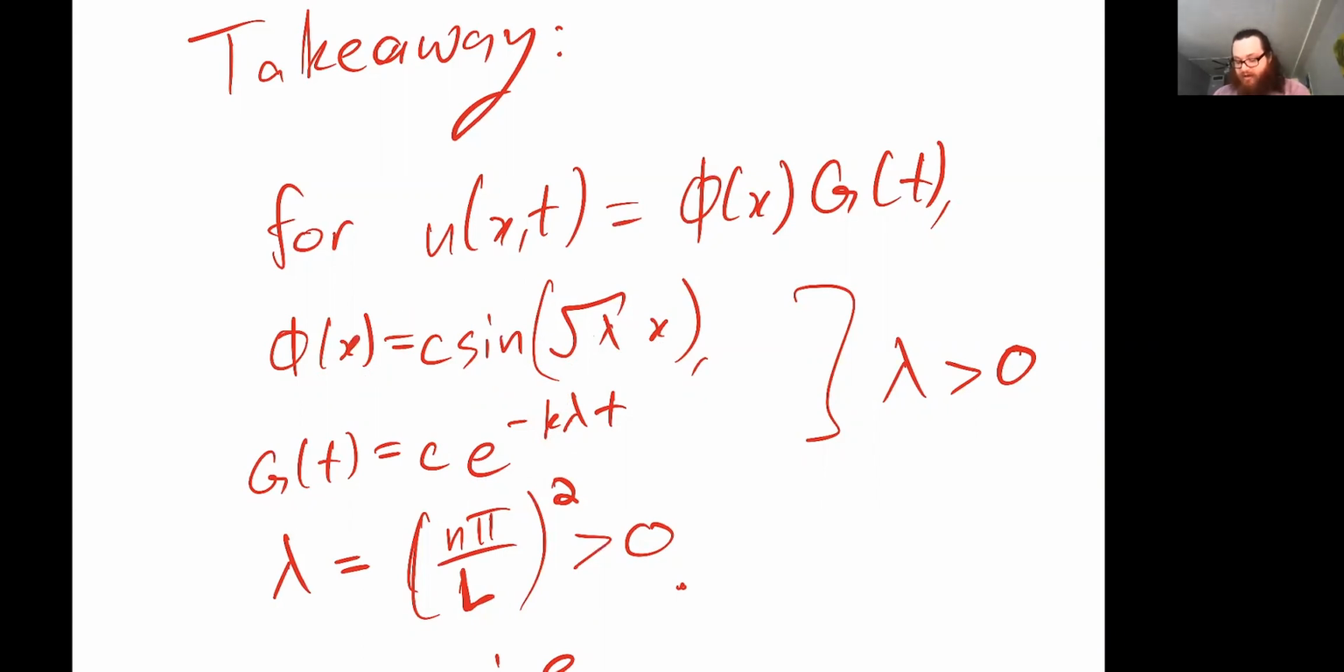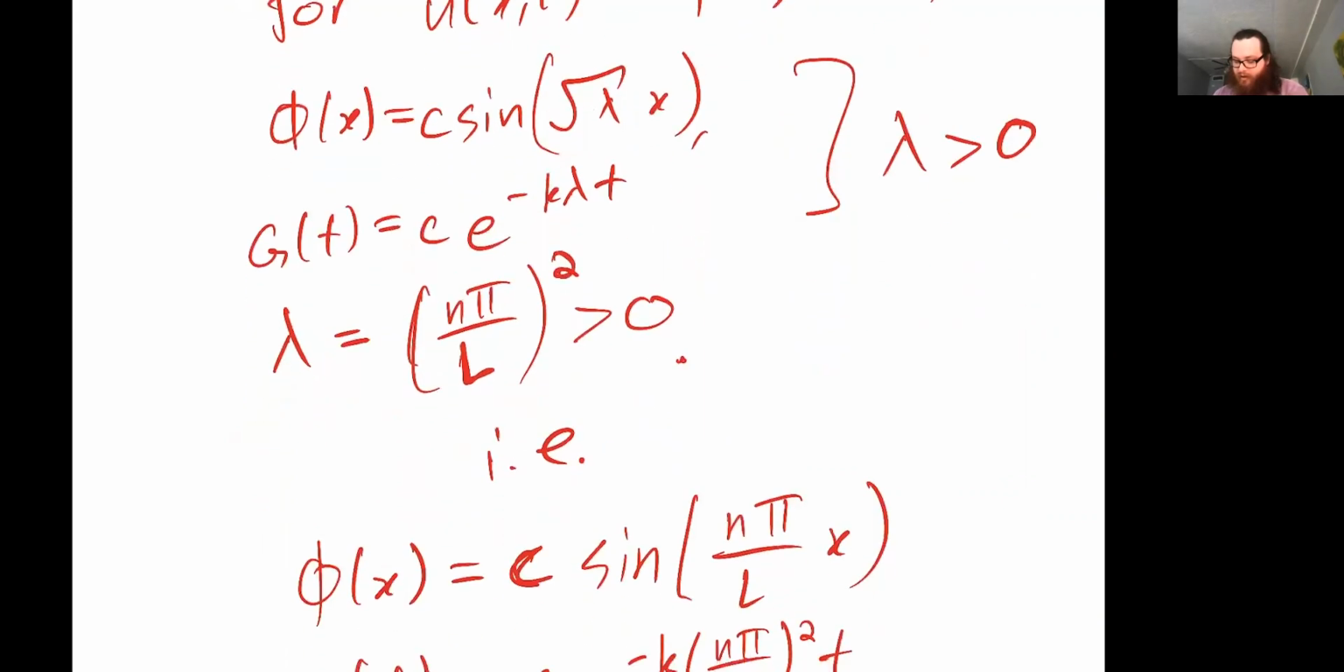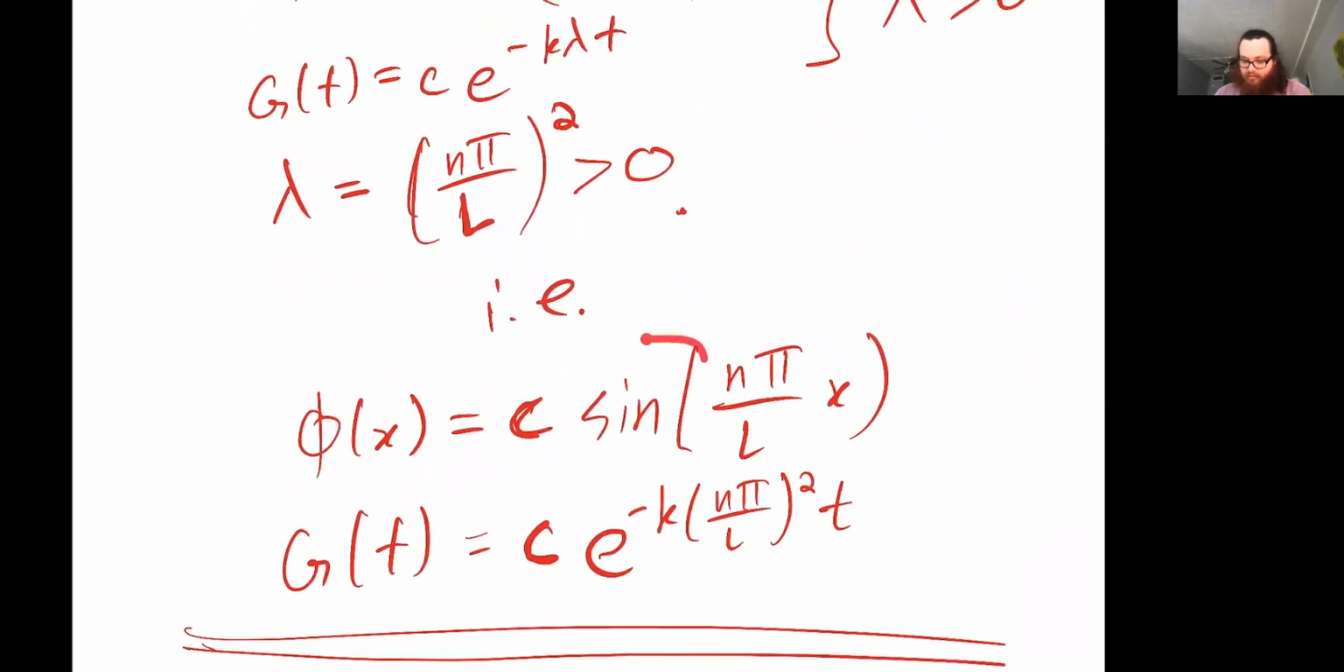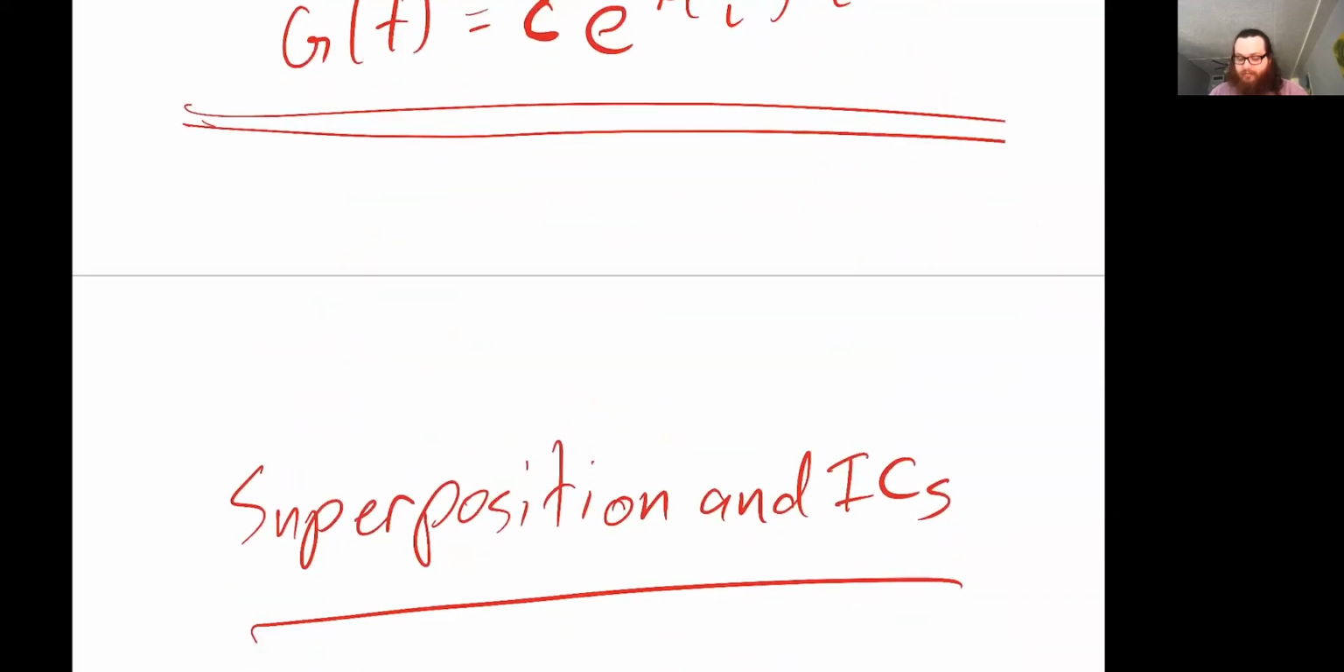But the piece is e to the minus k lambda t, where lambda is a positive constant depending on n, and lambda is quantity n pi over L squared. We could explicitly write those things in, but the point is that the building blocks we're using are parameterized by an integer n. So in practice we have infinitely many of these building blocks that we can use in constructing our general solution. And so now the question is, how do we combine these building blocks to get a general solution?